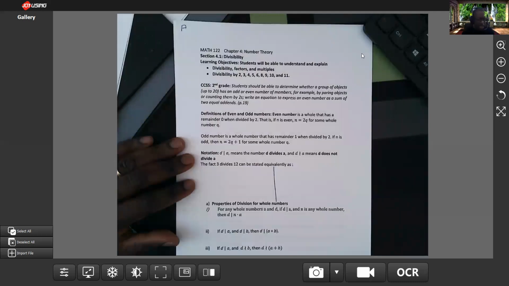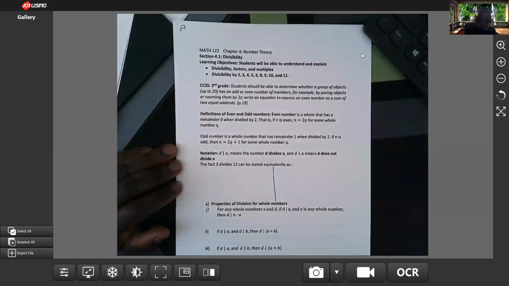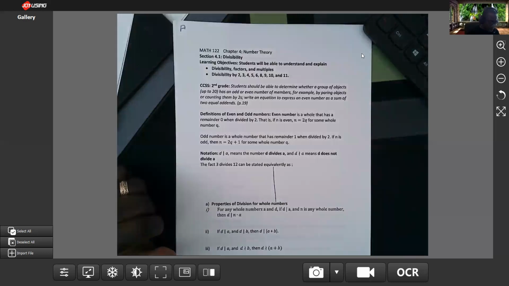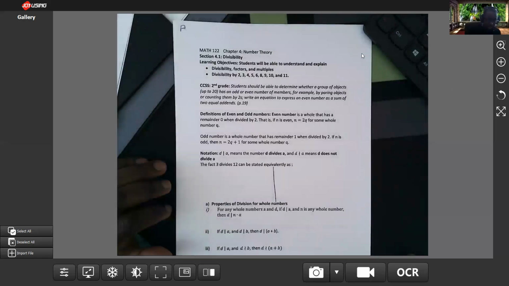Now, we start teaching divisibility from grade 2. The Common Core State Standard states that students should be able to determine whether a group of objects up to 20 has an odd or even number of members, for example, by pairing objects or counting them by twos. Write an equation to express an even number as a sum of two equal addends. This is page 19 of the Common Core State Standards.